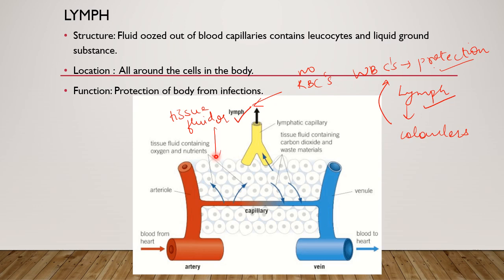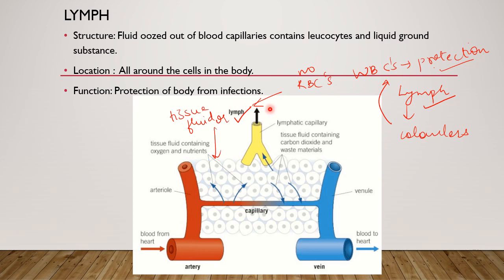So, understood what is lymph? Lymph is nothing but the tissue fluid which oozes out from the capillary and enters the tissues. Because it enters the tissues, it is also called tissue fluid, and because it contains the WBCs and no RBCs, it helps protect the body from different infections. Structure: fluid oozed out of the blood capillaries which contains leukocytes and the liquid ground substance. Location: it is present all around the cells in the body, because obviously in our entire body cells require protection. Function: protection of the body from infections.